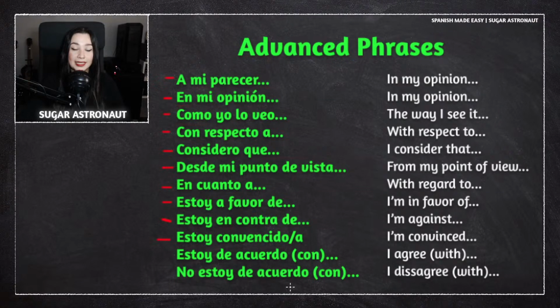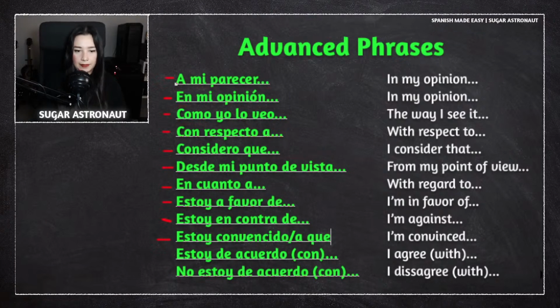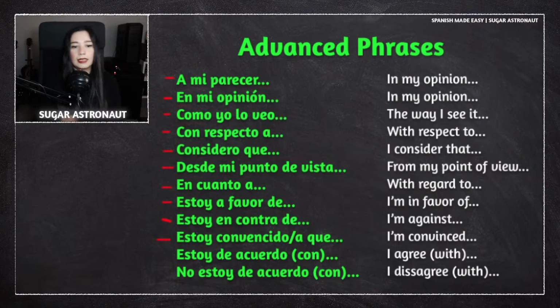Estoy convencido or estoy convencida. Obviously convencido means convinced, and that one is masculine. Convencida, same thing, convinced, but feminine. Estoy convencido, I'm convinced. Also, very common to see que after that. Estoy convencido que. Estoy convencida que. I'm convinced that.